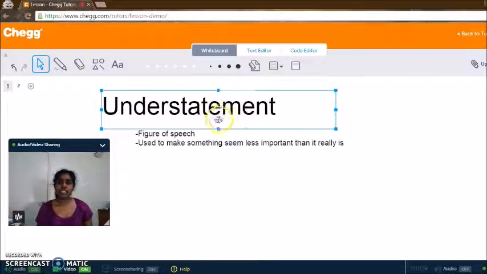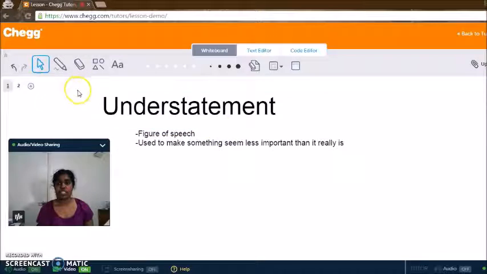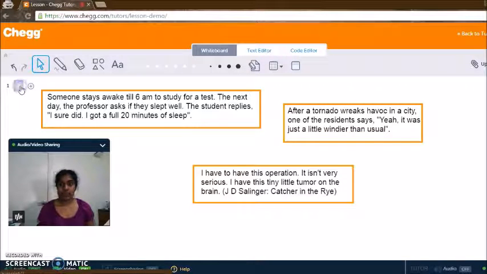An understatement is basically more deliberate and is actually used to make something seem less important than it really is. So let's look at some examples. Someone stays awake till 6 a.m. to study for a test. The next day, the professor asks them if they slept well. The student replies, I sure did. I got a full 20 minutes of sleep.